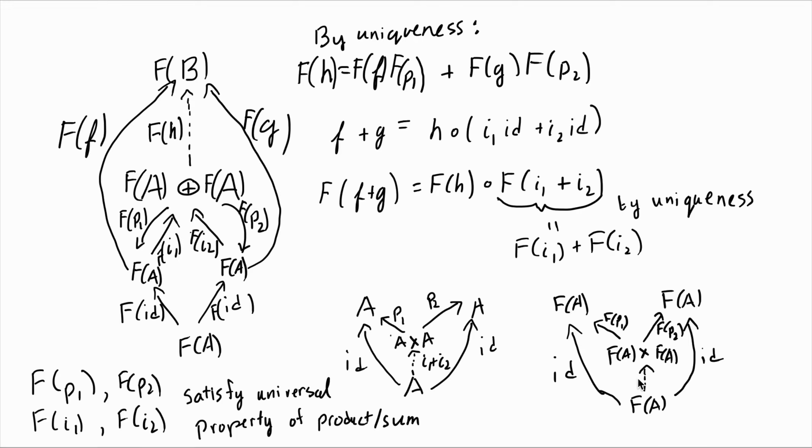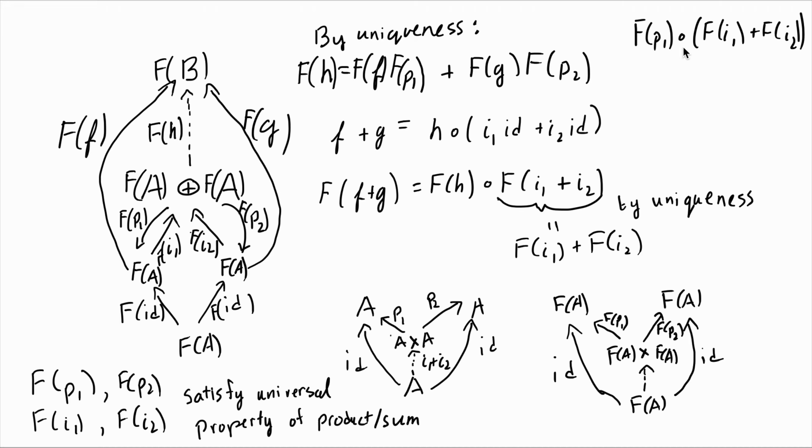But also, notice that F of I1 plus F of I2 will also make it commute. Just run it through. Just put it in. So we can try that out here. Let's see. So if we did something like, okay, maybe I'll do it right here. So if we have, for instance, F of P1, and we have F of I1 plus F of I2, notice what happens.